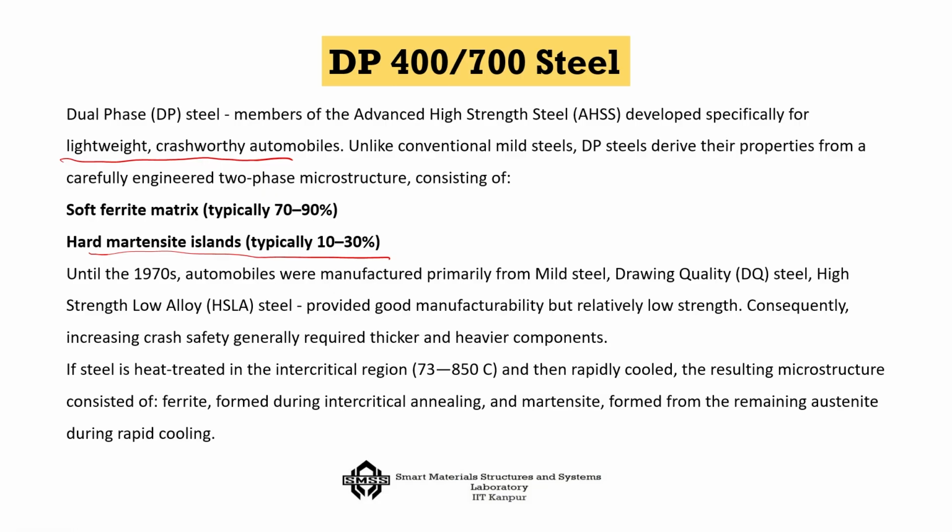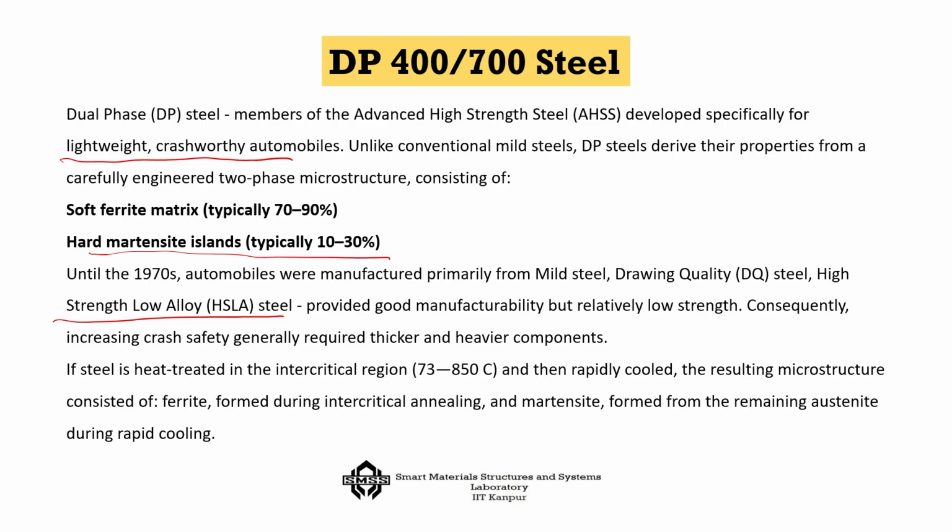Now, as I told you that DQ steel was once very good till 1970s, but then they were not very light. Okay. So, in order to make it lighter, high strength low alloy steels started to be developed, okay, and for which you can make it sort of a structure such that it can increase the crash safety even if you reduce the section thickness.